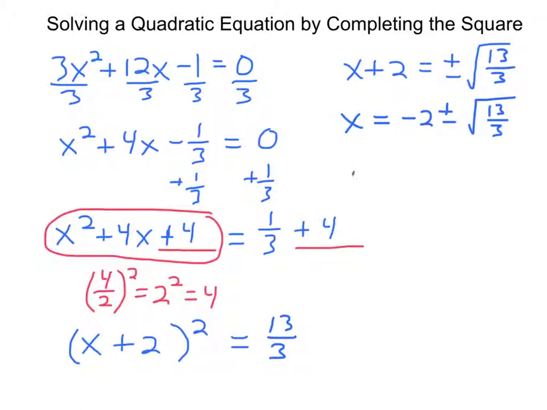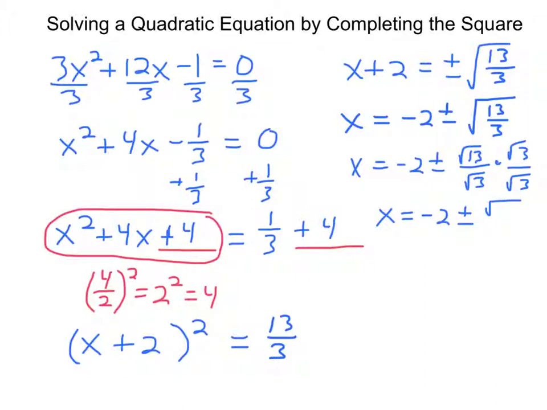Now you could rewrite that as negative 2 plus or minus the square root of 13 over the square root of 3. And then if you rationalize the denominator by multiplying the top and the bottom by the square root of 3, you would have x equals negative 2 plus or minus the square root of 39, because 13 times 3 is 39, over 3, because the square root of 3 times another square root of 3 is just 3. And that's a pretty good form for the answer to be in. I'm going to just leave it just like that.